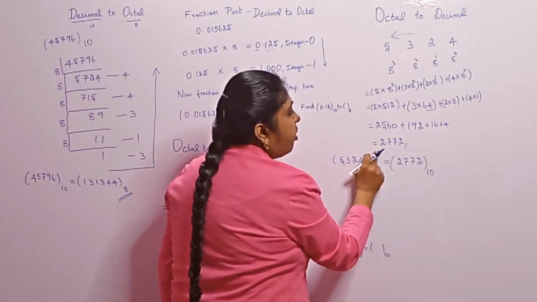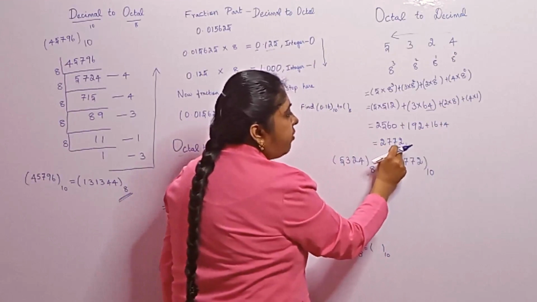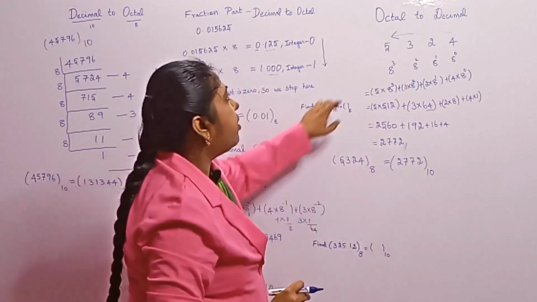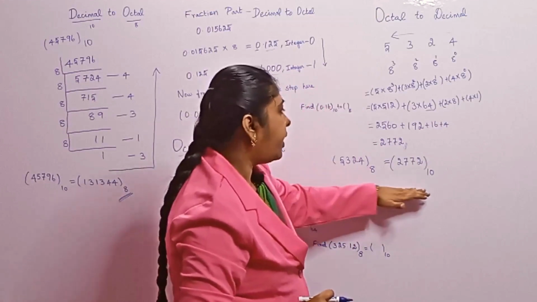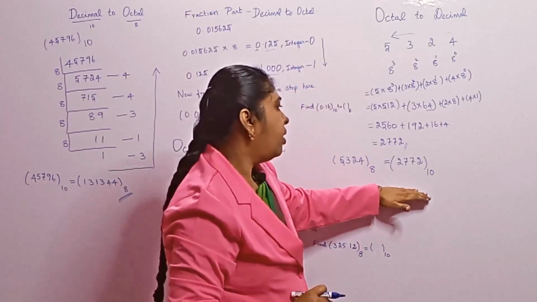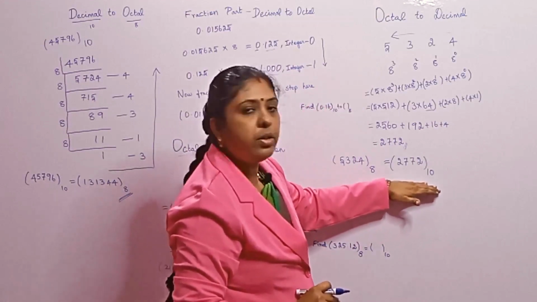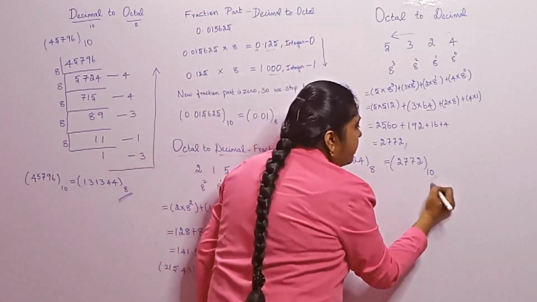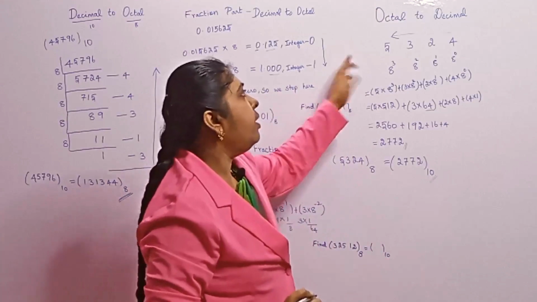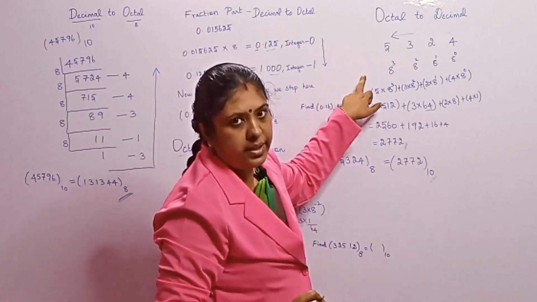Which gives an answer of 2772. So for this octal number 5324, we have arrived at the decimal value 2772 to the base of 10. This is the method for octal to decimal in the integer part.